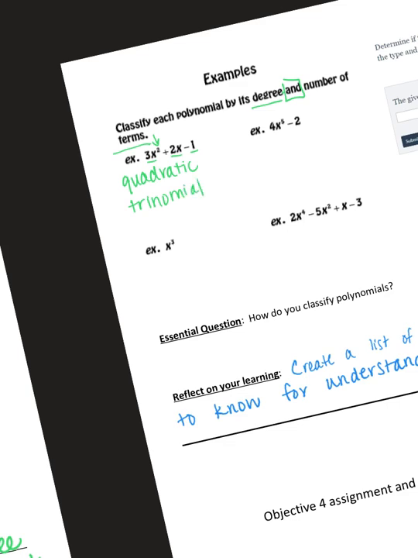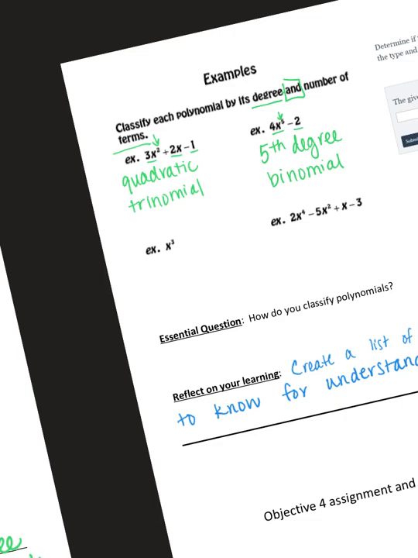So I would encourage you to pause the video right now, try the next 3 examples, and then check your work with me. In the second example, we have a power of 5, and so that is a quintic or a fifth degree. And then we have 2 terms separated by that subtraction sign. So that's called a binomial, so a fifth degree binomial.